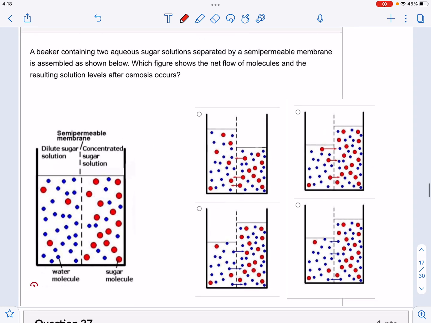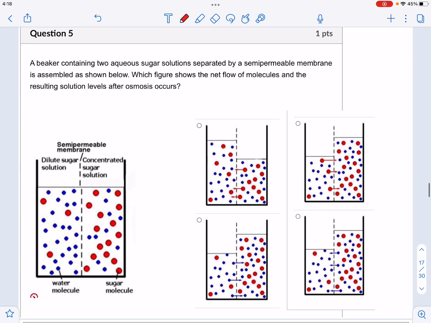Now in this question we have a beaker that contains 2 sugar solutions. They are at different concentrations, and there is a semi-permeable membrane shown below. Which figure shows the net flow of molecules and the resulting solution levels after osmosis occurs?